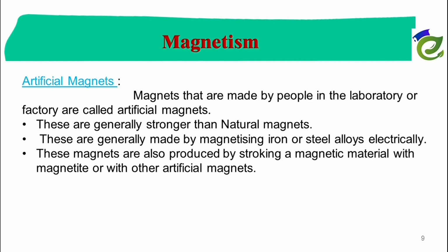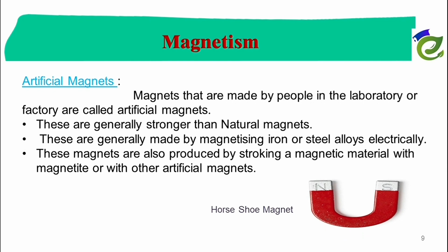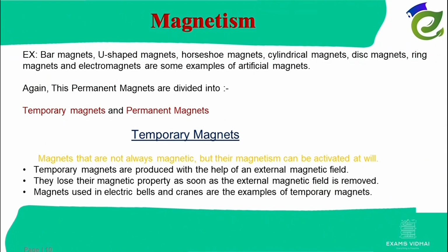These are generally made by magnetizing iron or steel alloys electrically. These magnets are also produced by stroking a magnetic material with magnetite or with other artificial magnets. You will learn in detail in your higher classes. Now you can see an image will pop up. This is a horseshoe magnet and an example of artificial magnets. You can see a few more examples: bar magnets, U-shaped magnets, horseshoe magnets, and cylindrical magnets, and many more.